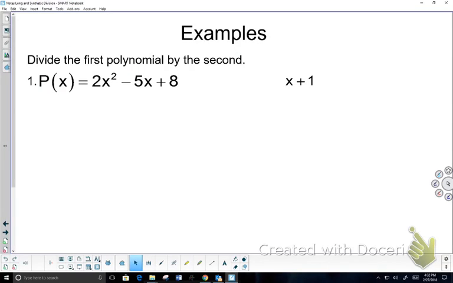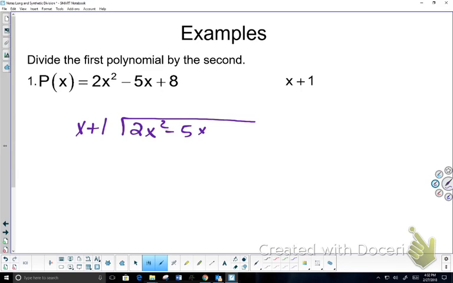Okay, so let's go ahead and practice some long division. I'm going to divide, my divisor is x plus 1, and my dividend is 2x squared minus 5x plus 8. Remember, the thing that's a little bit different is we're going to automatically write 2x squared.